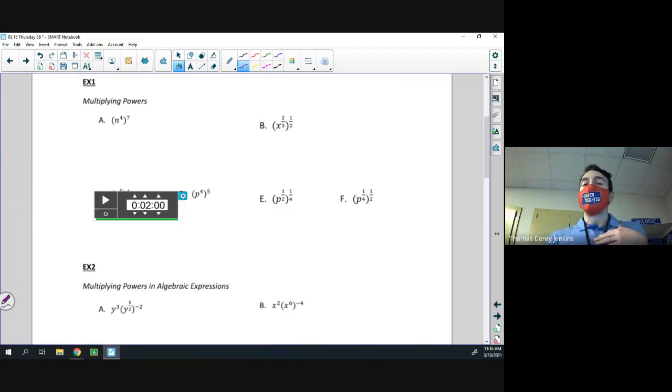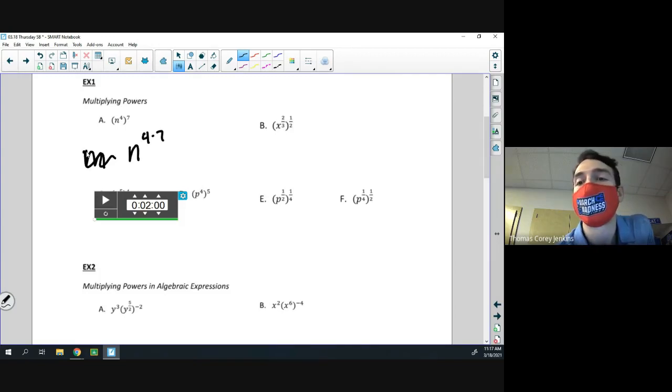So looking at example A, it's n to the fourth raised to the power of 7. All we do there is apply our rule. Take 4 times 7, and so what we get is n to the 28.